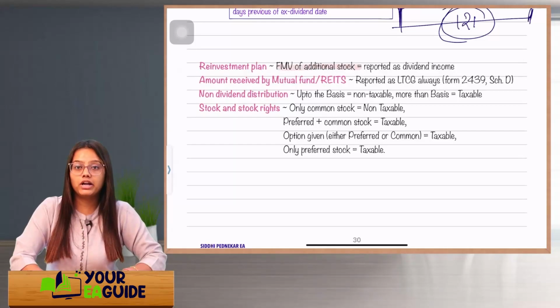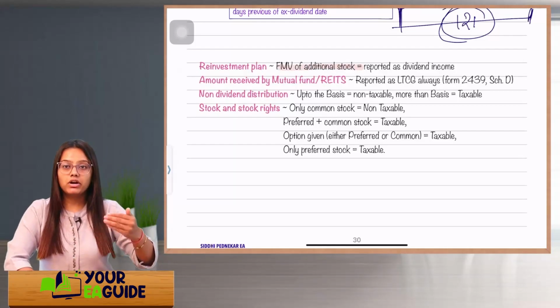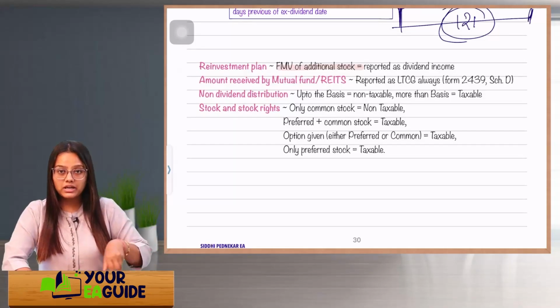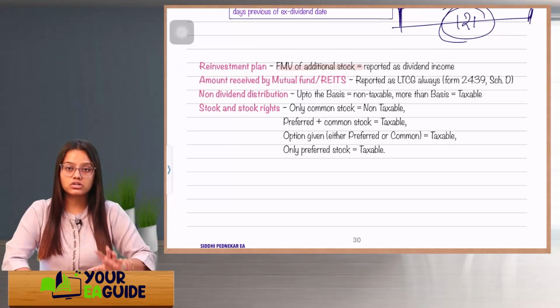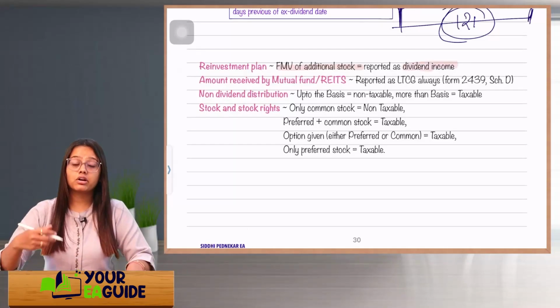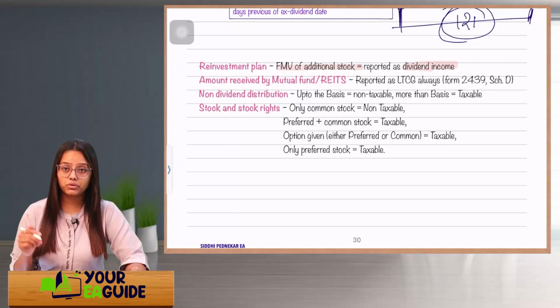So FMV of additional stock. Reinvestment means whatever dividend you are going to receive, you're not actually receiving it in the bank account. Using that dividend, you are investing it in another stock, the same company's stock. So report it as dividend income. Even if you're reinvesting in some plan, you should report it as income.